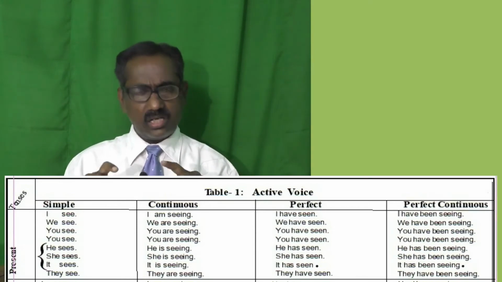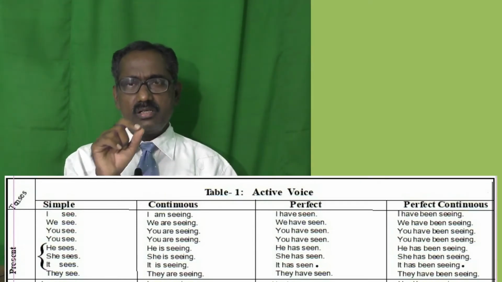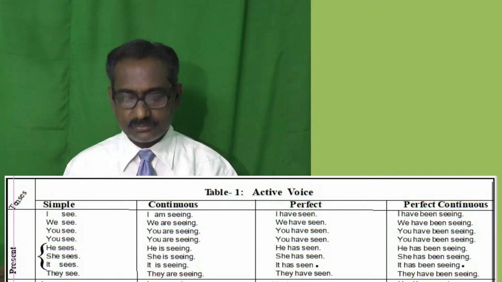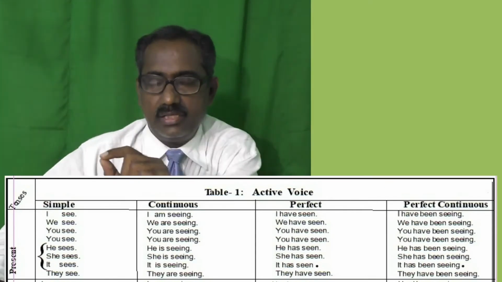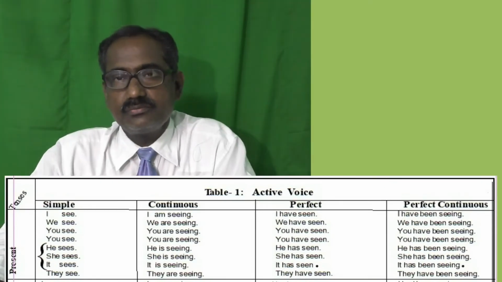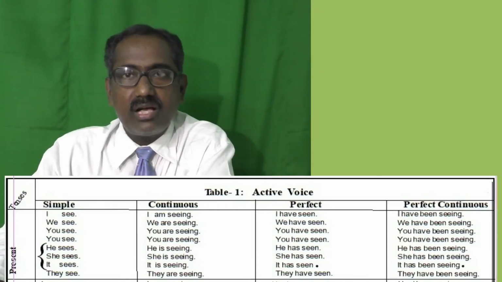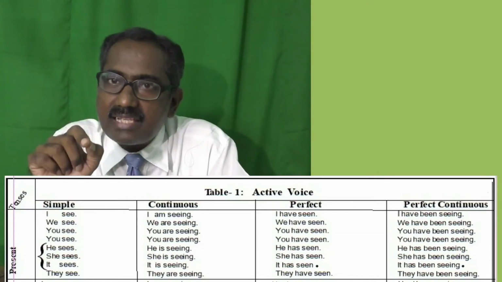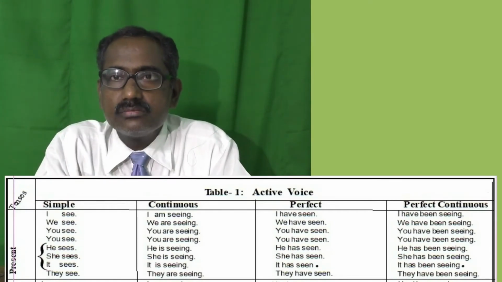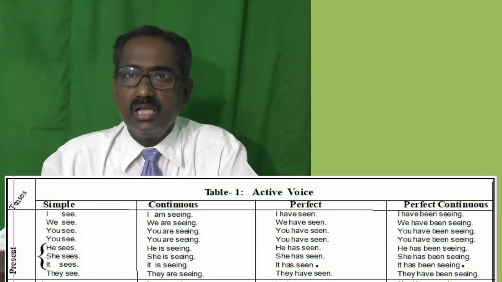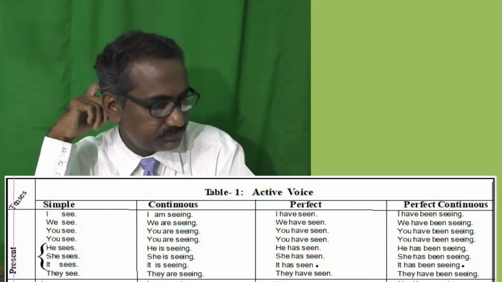Observe carefully. Even continuous tense also. I am going, we are going, you are going, but he is going, she is going, it is going. Okay? Even in perfect tense also. I have gone, we have gone, you have gone, but he has gone, she has gone, it has gone, they have gone again. Only he, she, it has. Okay? Observe it. Even future perfect tense also you can observe carefully.